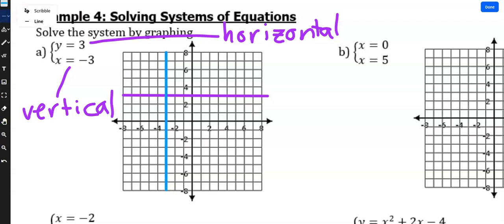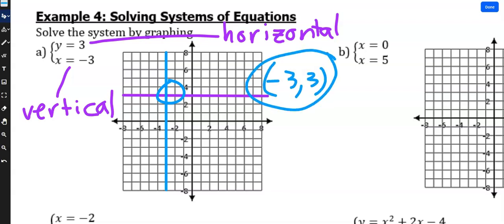So where do they come together? Well, obviously the answer is negative 3 comma positive 3. It's almost like they told you the answer. That's right. It is exactly like that.